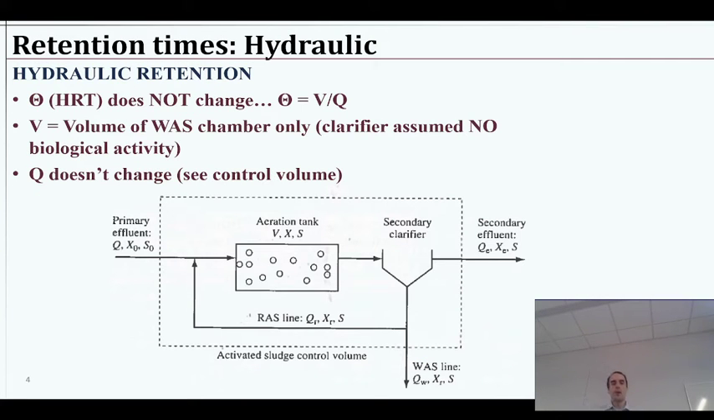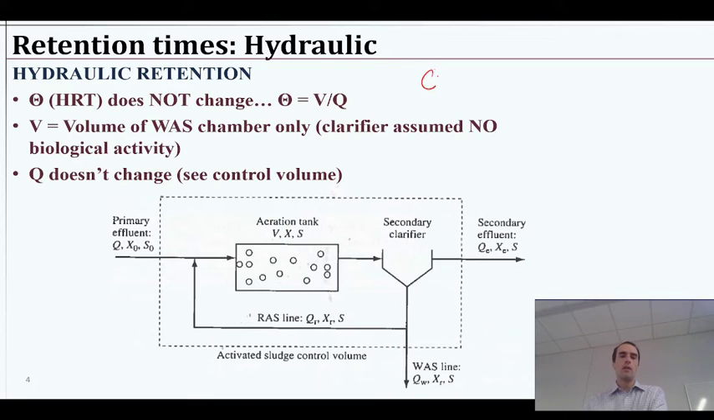Next up, we have to talk about the retention time. We'll start with hydraulic retention time in our system. Already mentioned that the clarifier is effectively 0 in terms of volume for retention time. Yes, there is a volume there. Yes, the water remains there for some amount of time, but we're talking hydraulic retention time through the reactor. And we said that the secondary clarifier is not participating in the reaction, is our assumption. And so really, all we do is we use the volume of the aeration tank, and it's our very typical standard theta is V over Q, right?